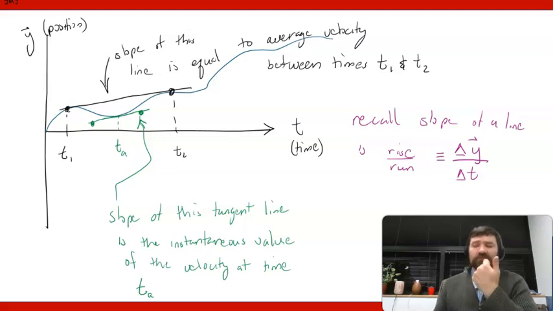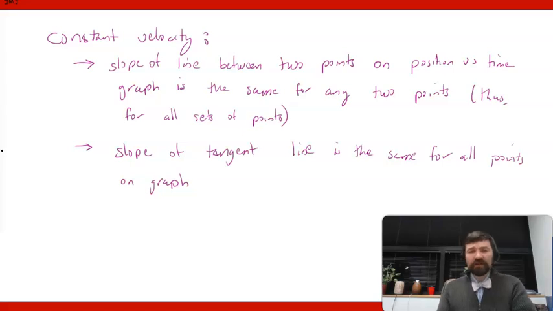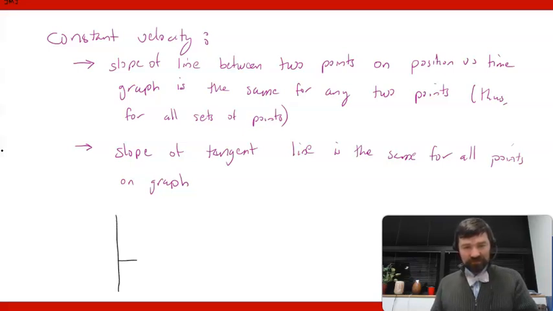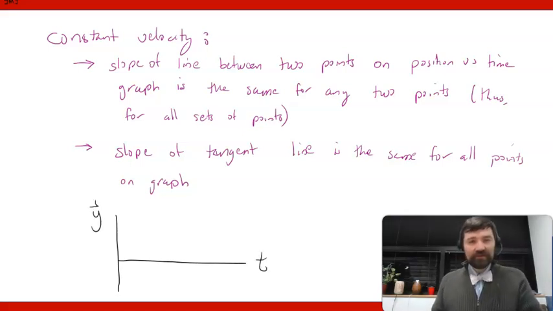So how do you do that? How do you make that happen? Well, if we're going to have constant velocity, then it would follow that essentially all points have the same relative rise to run, and the only way to make that happen is for your position versus time graph, call it y versus t again, to look like this. In other words, it's a straight line.